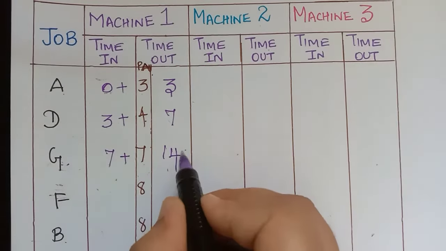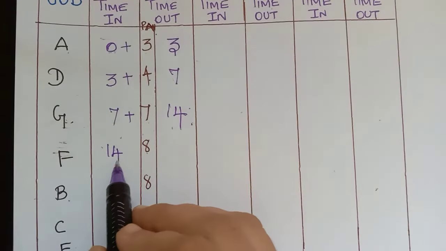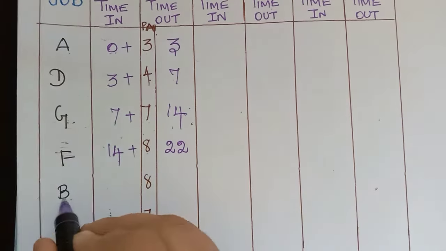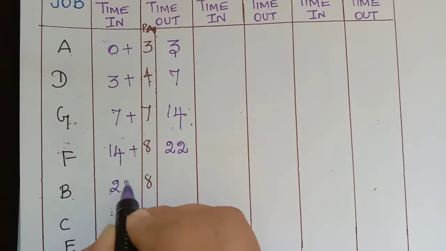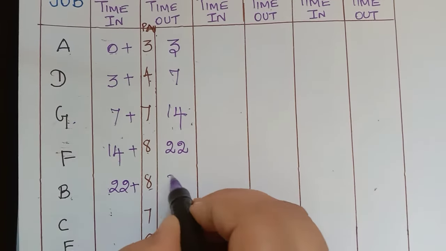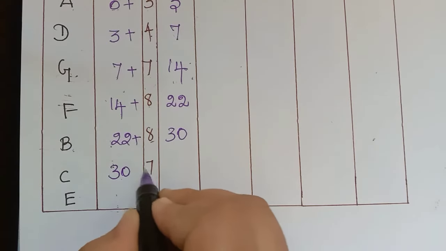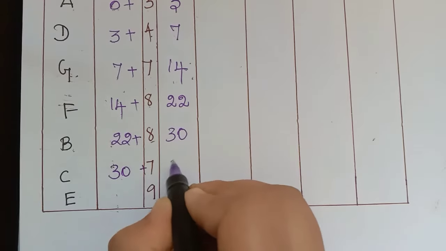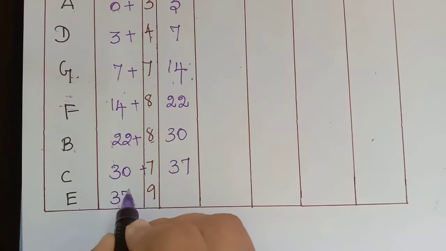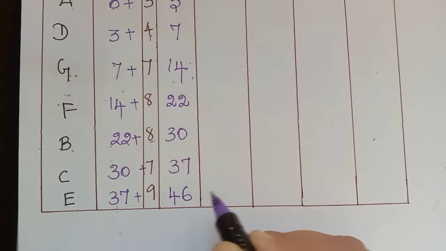Then F will enter at 14. We add this 8 along with 14, so it becomes 22. Next B will enter at 22. The processing time of B under mission 1 is 8, so when we add that 8, we get 30. Then C will enter at 30, and when we add the processing time of C under mission 1, its time out is 37. E will enter at 37, and when its processing time is added, it comes out at 46.